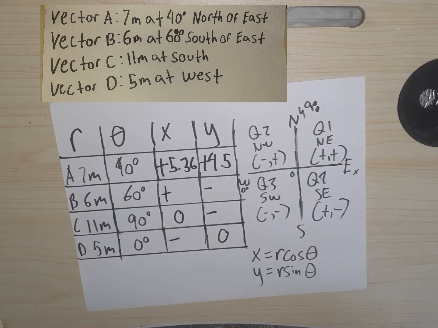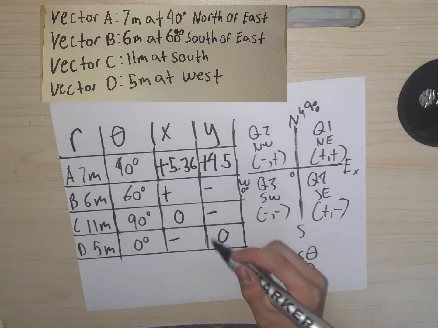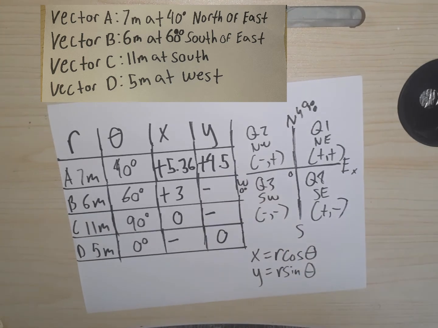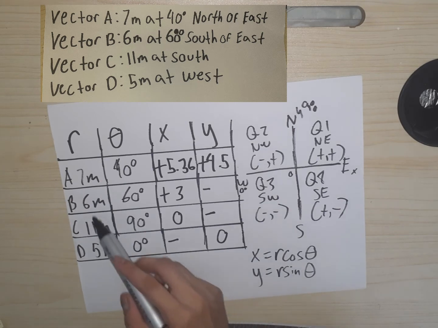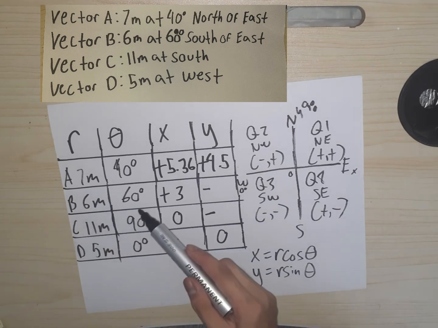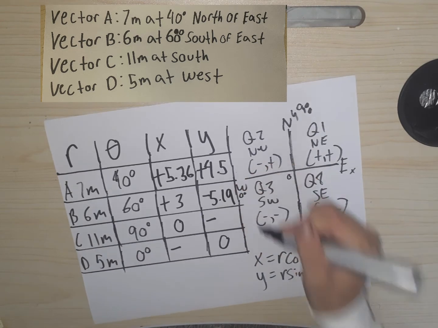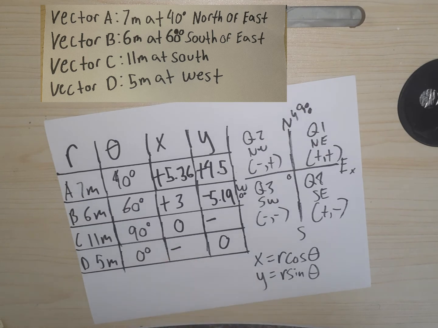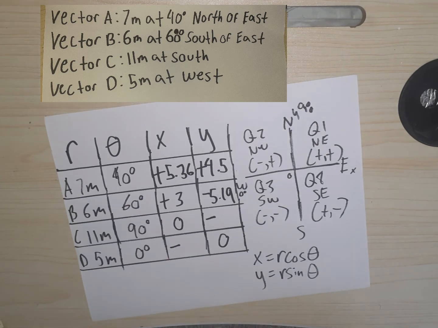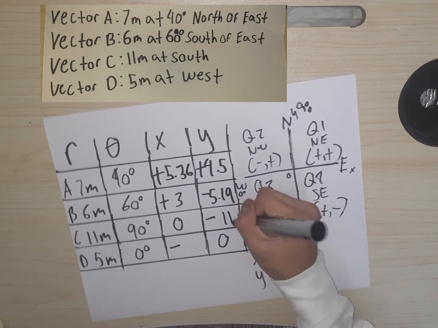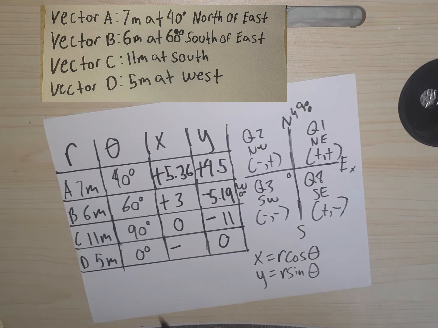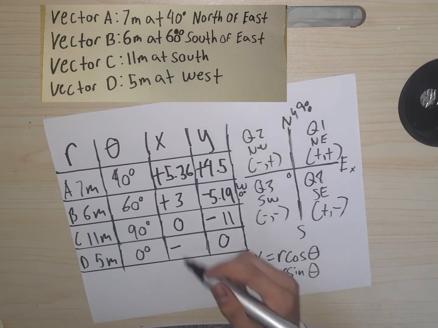And for our vector B, it's 6 times cosine 60, and it's 3. And for our y component, it's 6 times sine 60, and it's 5.19. For our vector C, y component, it's 11 times sine 90, so it's 11. And for our vector D, it's 5 cosine 0, and it's 5.